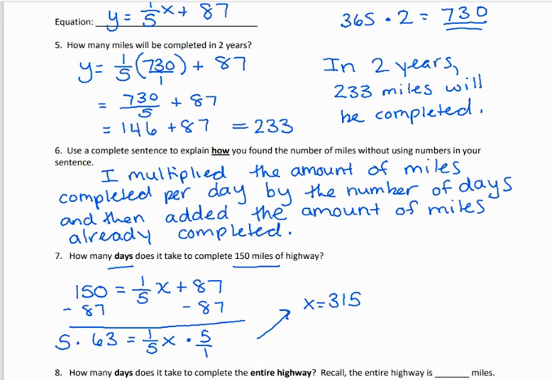Now, what does that 315 mean again? What are we looking for? How many days? Good. So it will take 315 days to complete 150 miles.